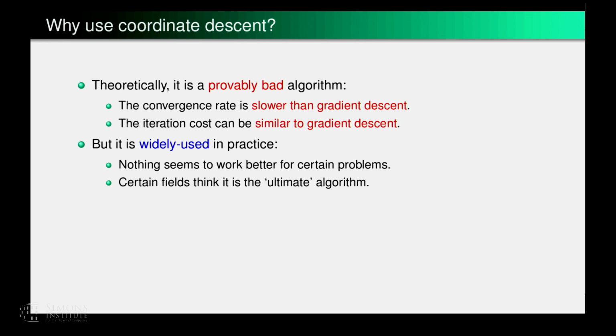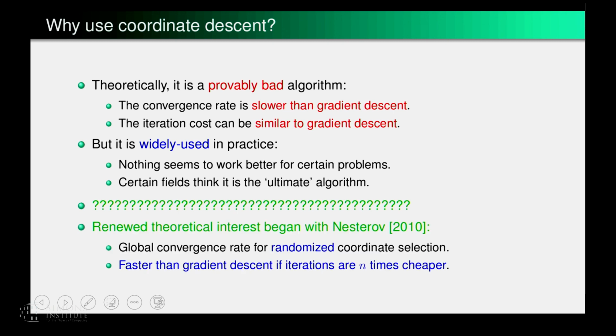But it's actually widely used in practice. So for certain problems, nothing seems to work better. So maybe not the most effective for fitting MNIST, but for a lot of problems in statistics, they really like this algorithm. Coordinate descent is also used in graphical models and a bunch of other settings, and it's quite hard to beat in some of these settings. So if you haven't seen this before, this seems kind of weird that we've got this algorithm that lots of people use and has terrible theoretical properties.